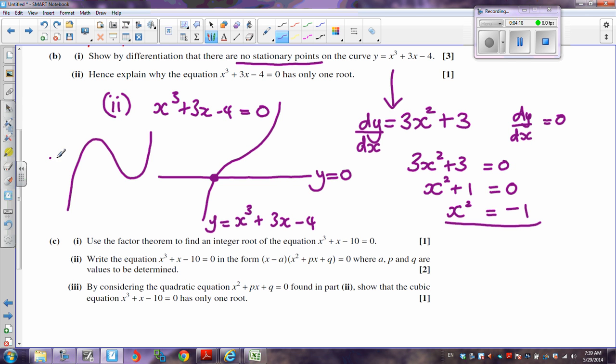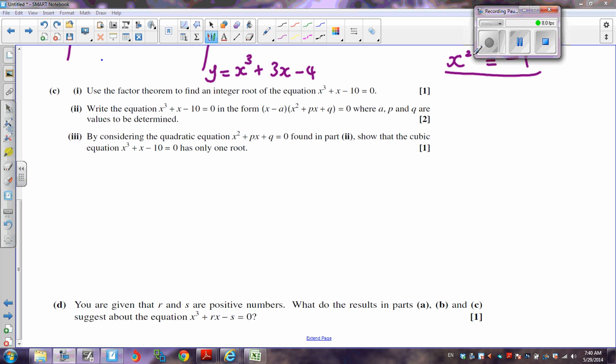Okay, there must therefore only be one root. For example, if the curve looked like this, there would be 3 roots, but there can only possibly be one root if the cubic curve looks something like this, and it has to intersect with a horizontal line. There can only possibly be one root.